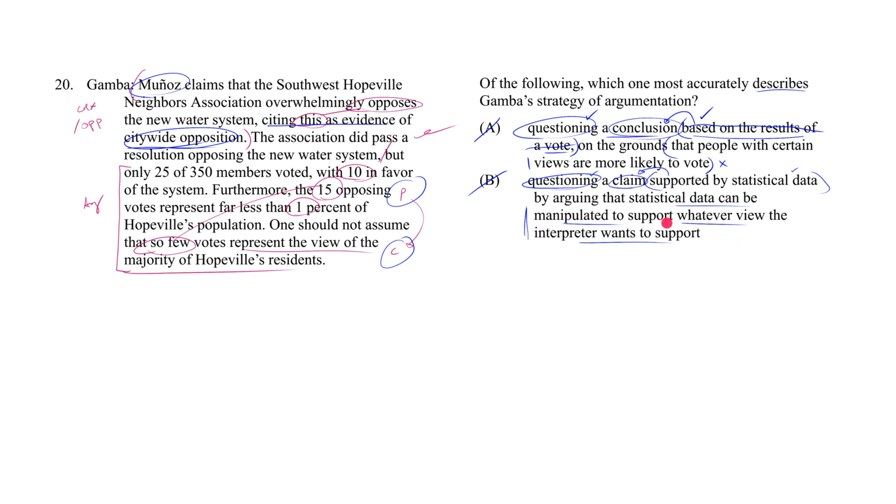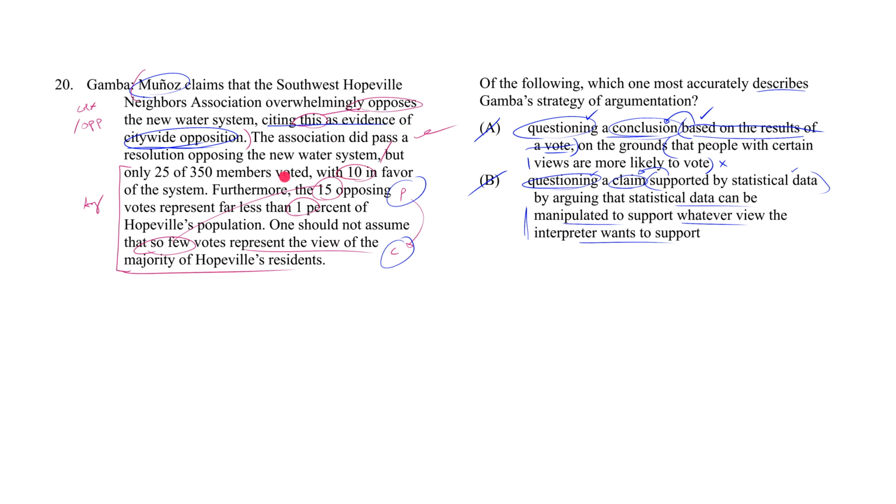Right now, try to apply that here. What would Gamba have said in order to fit this, right? Muniz says the same thing. And again, we're conceding the point. We're saying, fine, whatever, let's call it statistical data that supports the citywide opposition. Gamba would have responded with something like, well, hold on, you are supporting your claim of citywide opposition by citing statistical evidence. Now, here's the problem with that.